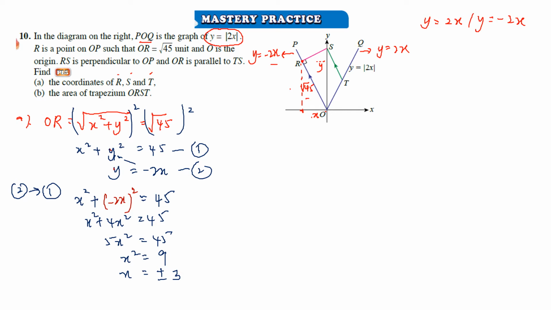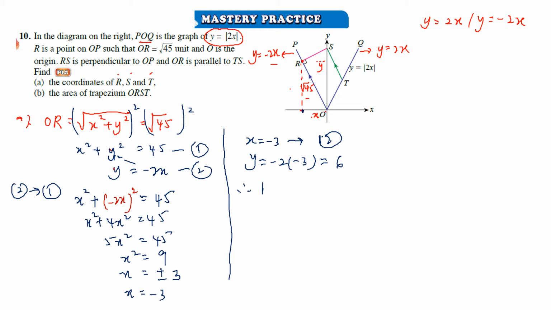So now we need to determine. Okay, we look at R. x must take a negative value since it is on the left hand side of the y-axis. So we will take x as negative 3. Then we need to find the value of y from equation number 2. So we substitute x equals negative 3 into equation number 2. So y will become negative 2 times negative 3, which is 6. So R will be negative 3 and 6 as the coordinates.